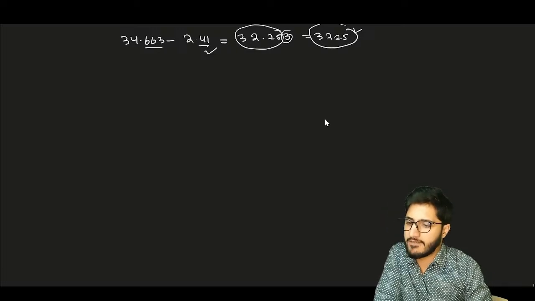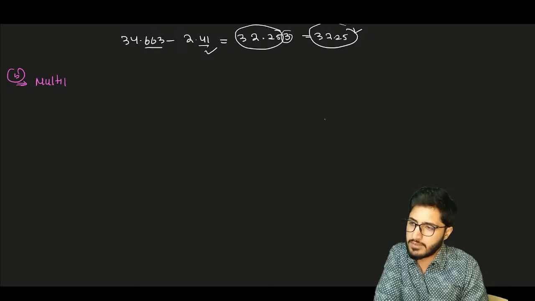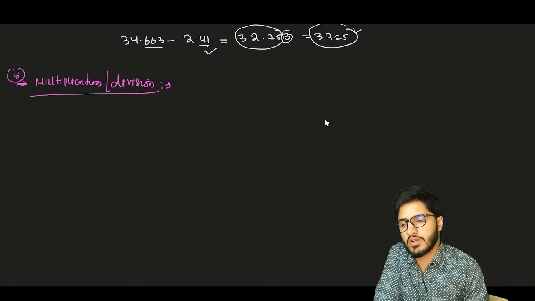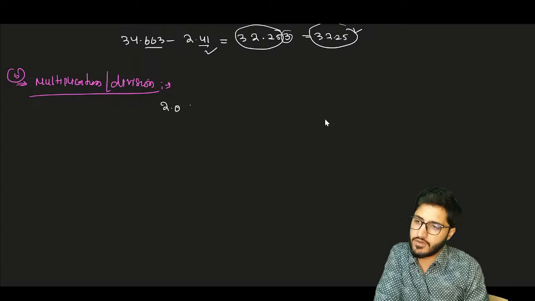Now I am having multiplication and division. Rule second: multiplication and division. So let us suppose I am having 2.0 multiplied by 42. It will be equal to 84.0. Two significant figures, right? So my answer will be 84.